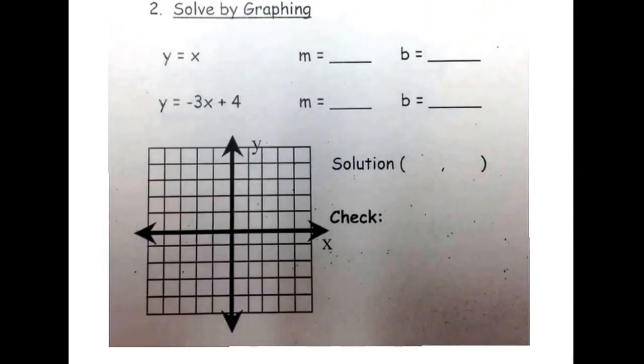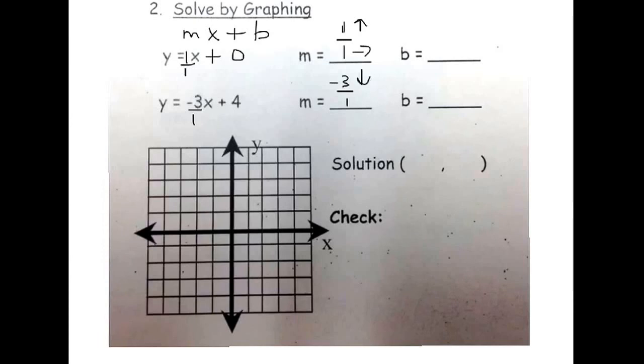Alright, the next one, I want to get it in mx plus b form, so I'm going to put a 1 in front of there, and since this has nothing on the end of it, it's 1x plus nothing, and I like to have my m's as fractions, so I'm going to put 1's under those. So the first one has a slope of 1 over 1, and the second one has a slope of negative 3 over 1. This is up 1, right 1. This is down 3, right 1. This has a b of 0, which means our 0, 0 is our y-intercept. And this has a b of 4, which means our y-intercept is 0, 4. And let's go ahead and graph these.